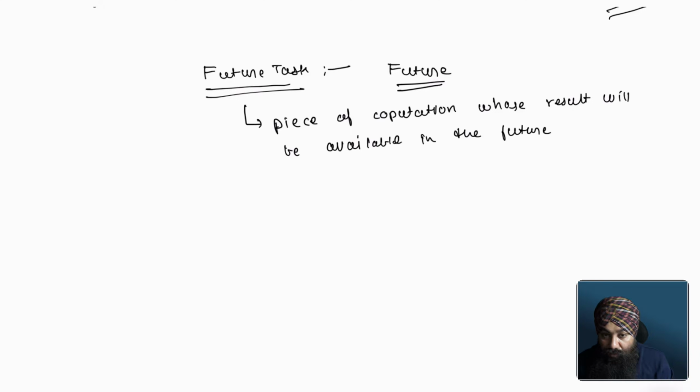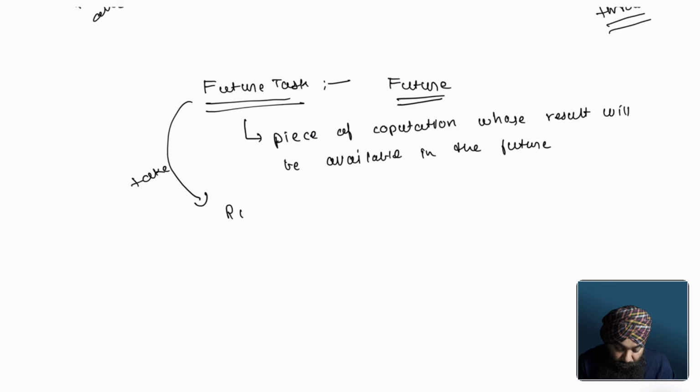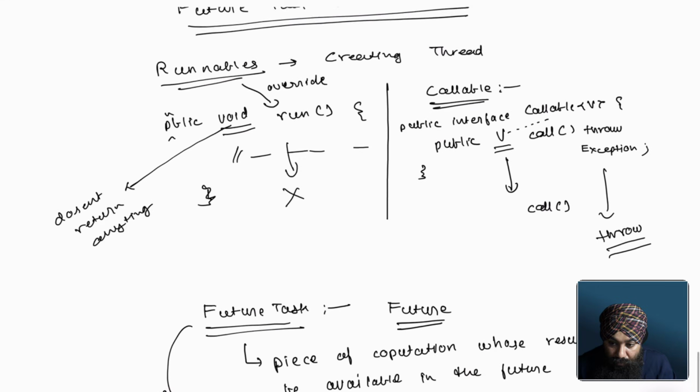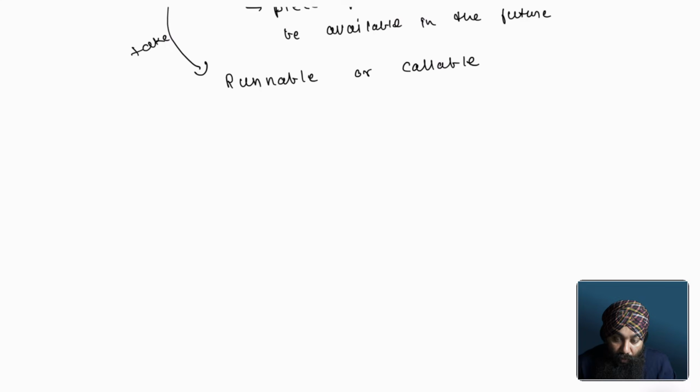It is not available right now. A future task can take a runnable or a callable as well. Runnable we learned in the previous chapter, and callable we learned here. It is similar to runnable, but it has a few differences. The two major differences are that it can return something and it can throw something, which run doesn't have. Whenever you want to use the result of the future task, you can call the get method.